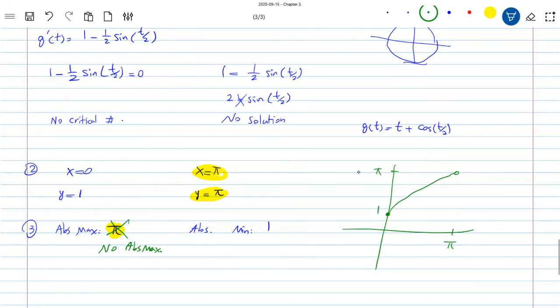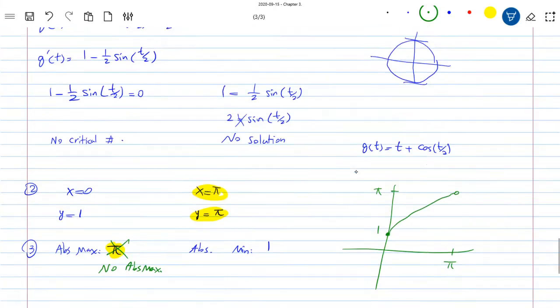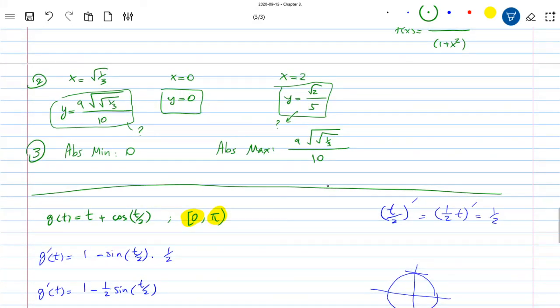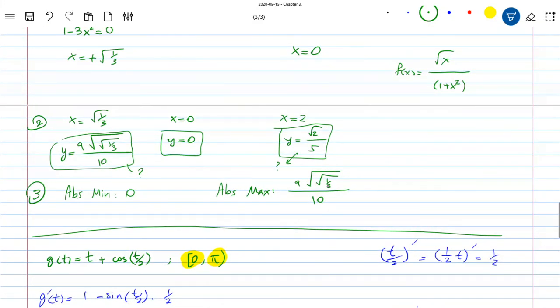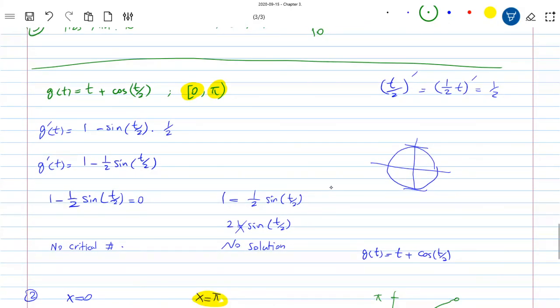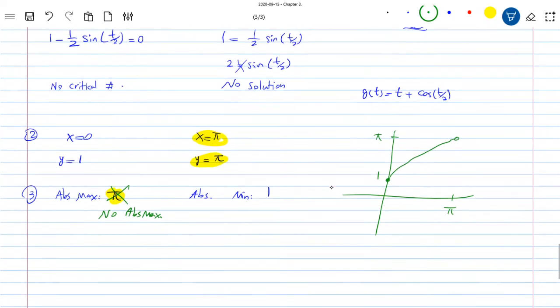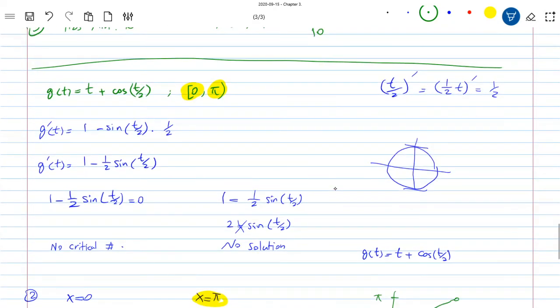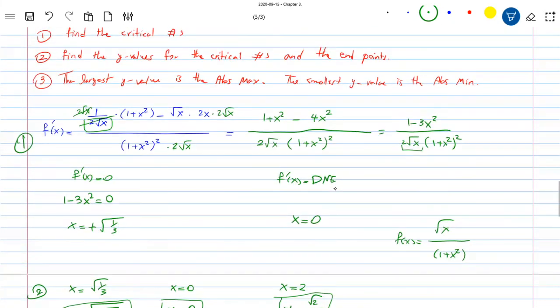Okay. This was just to make sure that you look at the domains and make sure that the endpoints are acceptable. Every other example is very similar, much easier than these two. Okay, I'm going to stop at this point, and next time we will move on to 3.2.